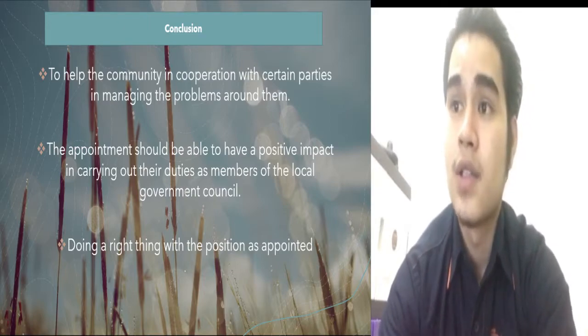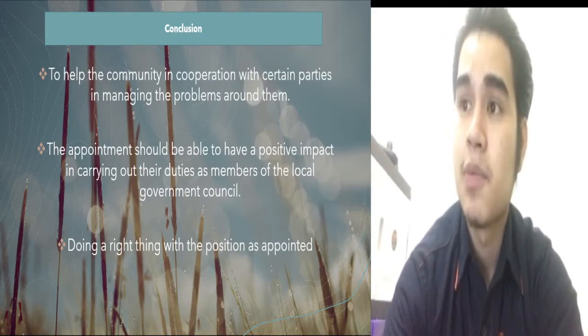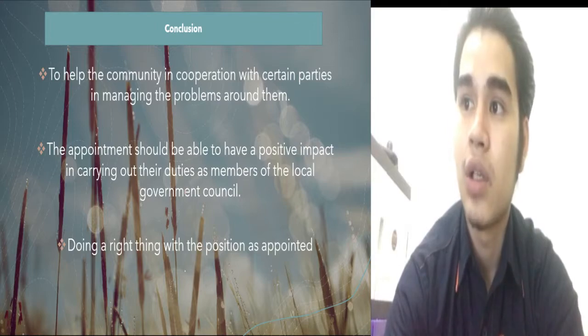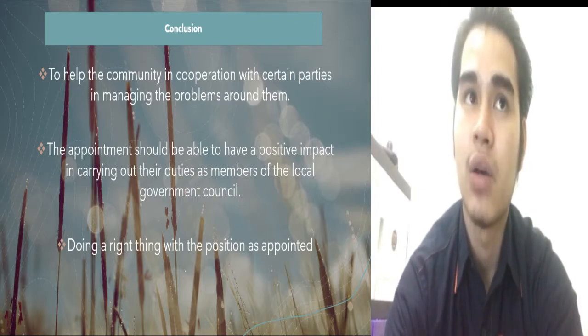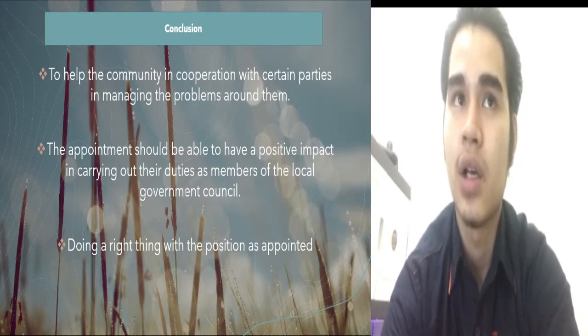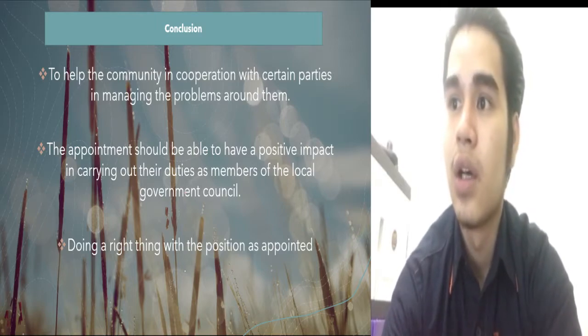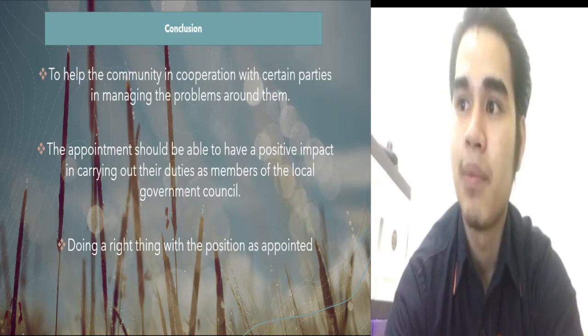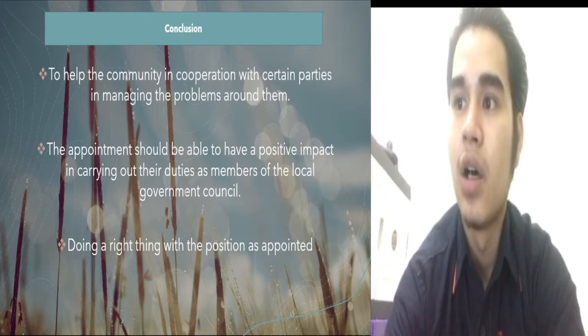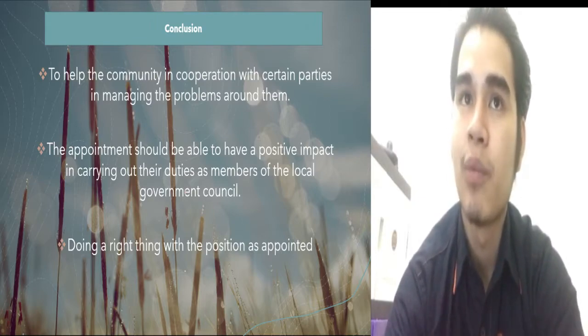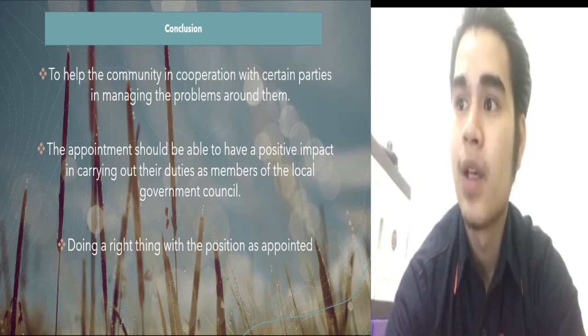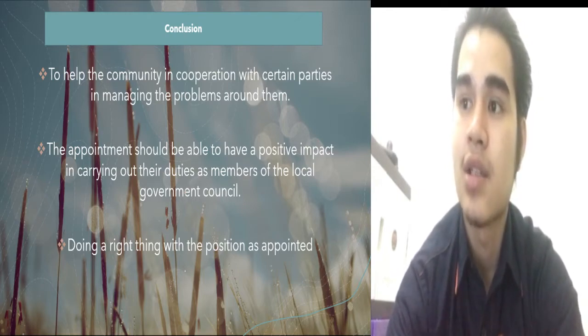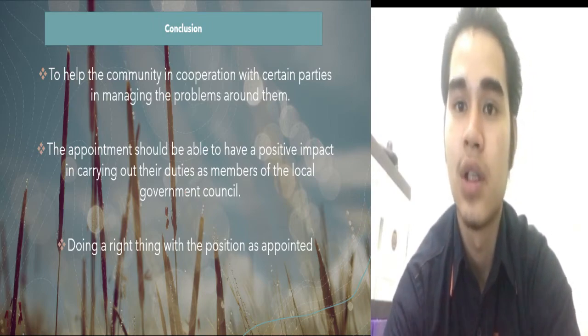So, as a conclusion, it is explained that members of the local councils have their own advantages and also disadvantages. The people who make the appointments should choose the person who is suitable for the position, because it is to help the community. The appointment should also be able to have a positive impact in carrying out their duties as members of the local council. Okay, thank you.